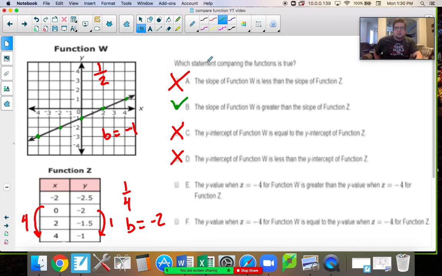The y value when x is -4 for function W is greater than the y value when x equals -4 for function Z. So we're going to have to compare. So for W, here's -4. Let's use a different color. Let's use purple. So at -4, it spits out -3.